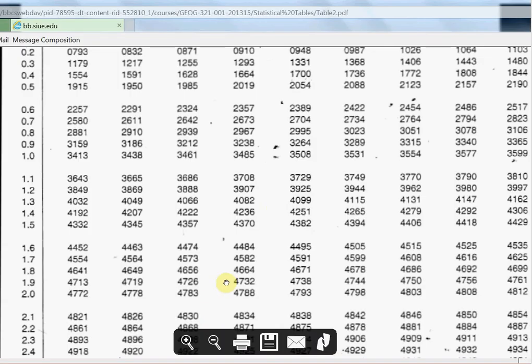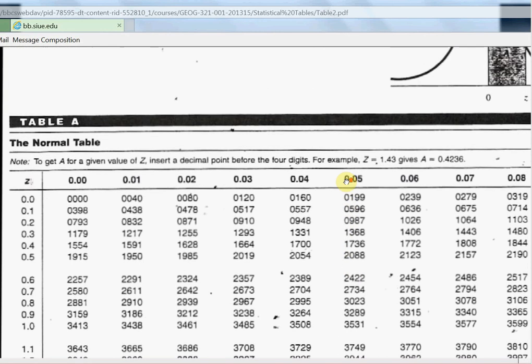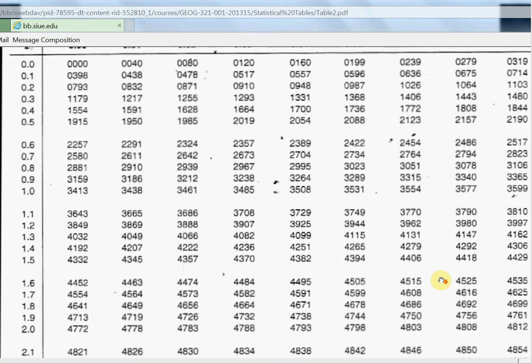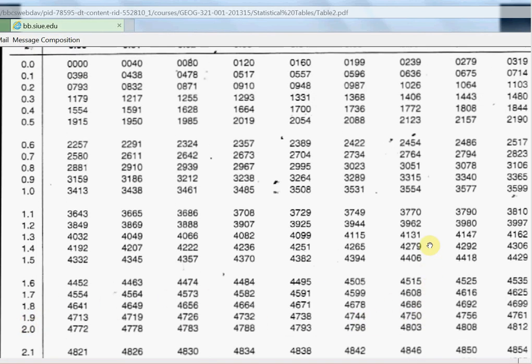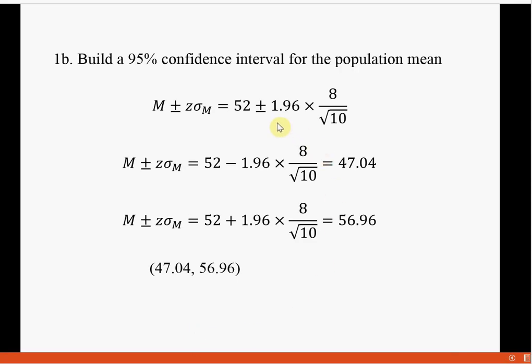So now let's go to this normal table. If you want to have 95% probability in the middle, half of the 95% is 47.5%. So in this table, you need to find a percentage closest to 47.5%. You do have this value, 4750, which is exactly 47.5%. And this percentage corresponds to a z-score of 1.96. So the z-score is 1.96. Come back here: 1.96 multiplied by the standard error.